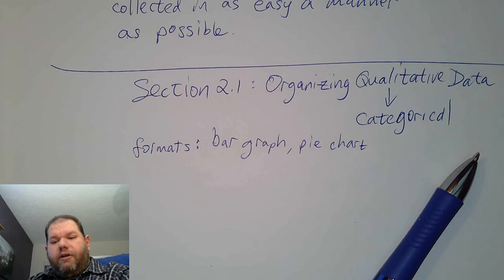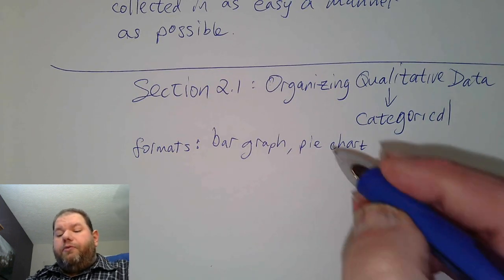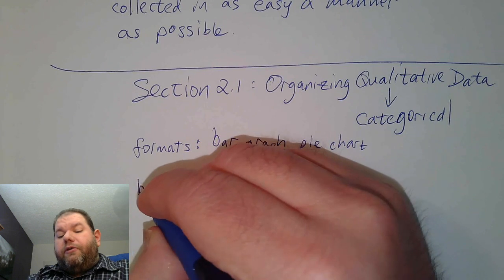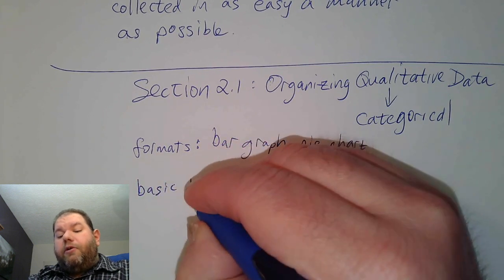But we tend to use, for qualitative or categorical data, the bar graph as kind of our primary tool in creating displays for this type of data. So we're not going to cover a pie chart, basically. So we have what's called a basic bar graph.